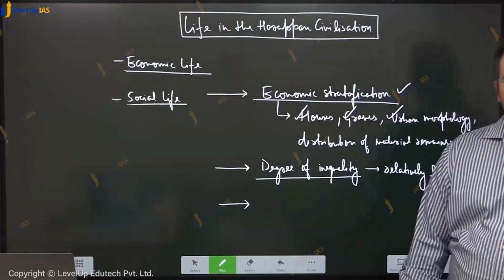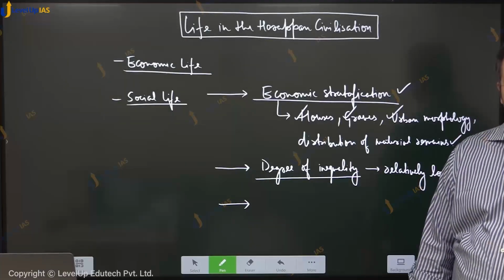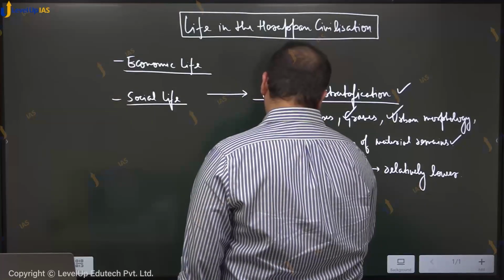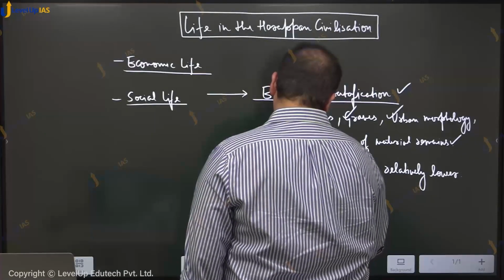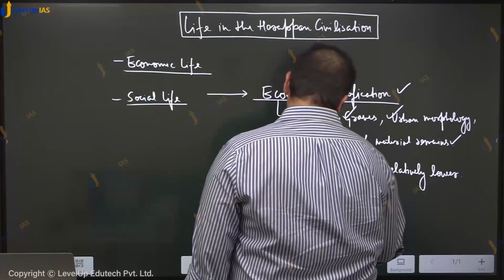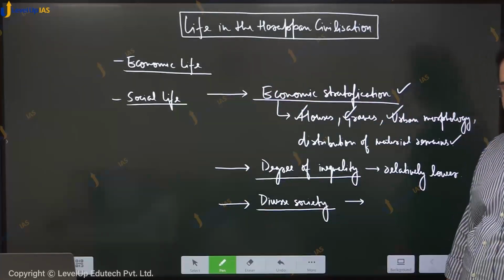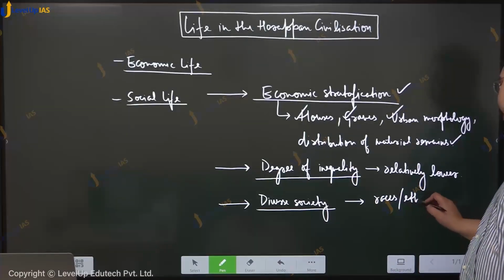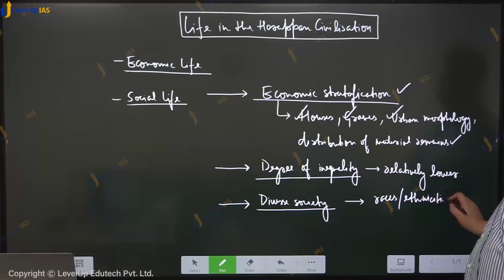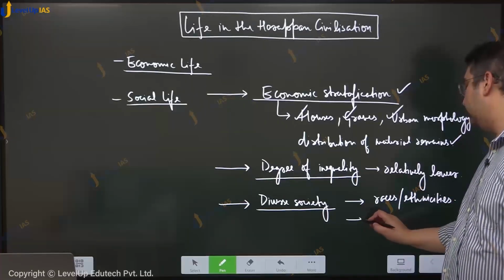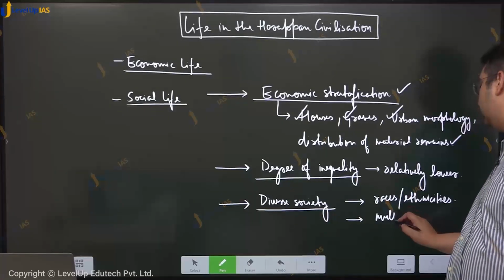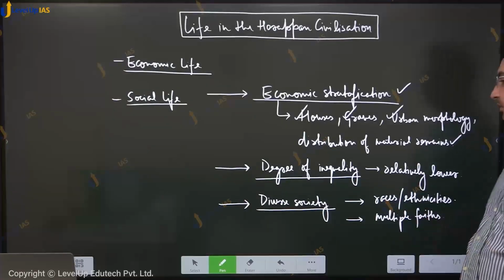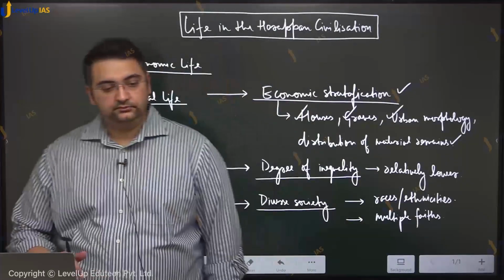What did the composition of the society look like? Was it homogeneous or diverse? Diverse. There coexisted in the Harappan cities multiple races or ethnicities, along with multiple faiths, right?